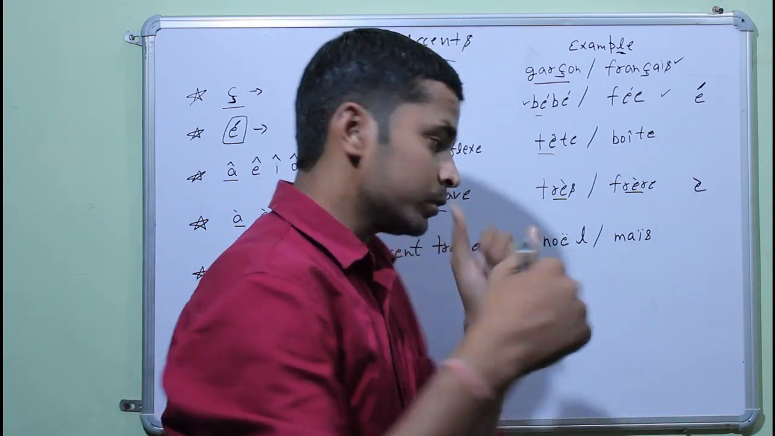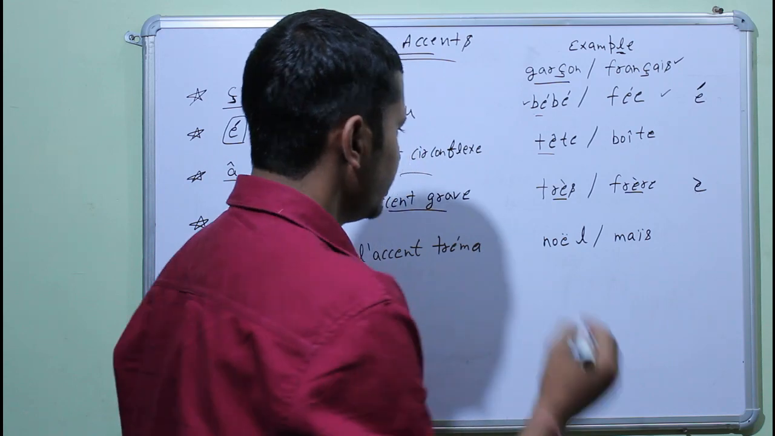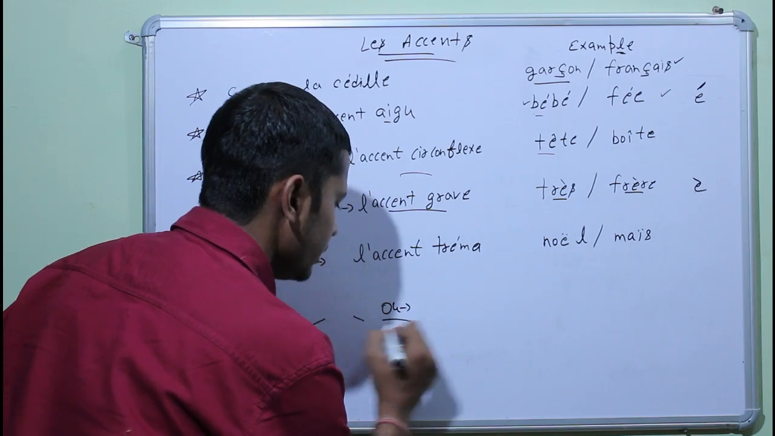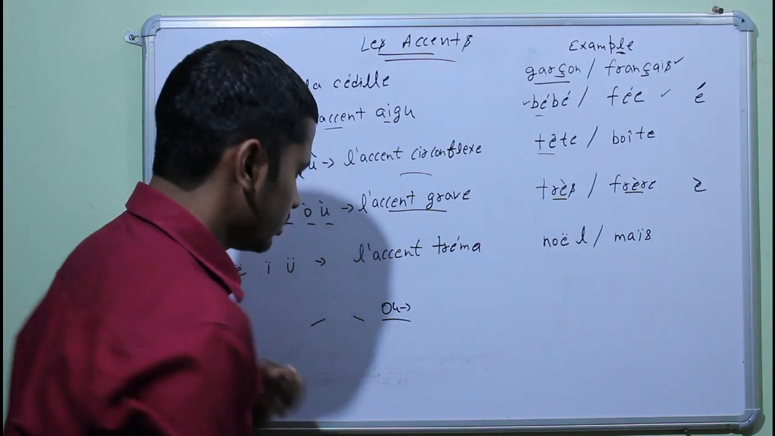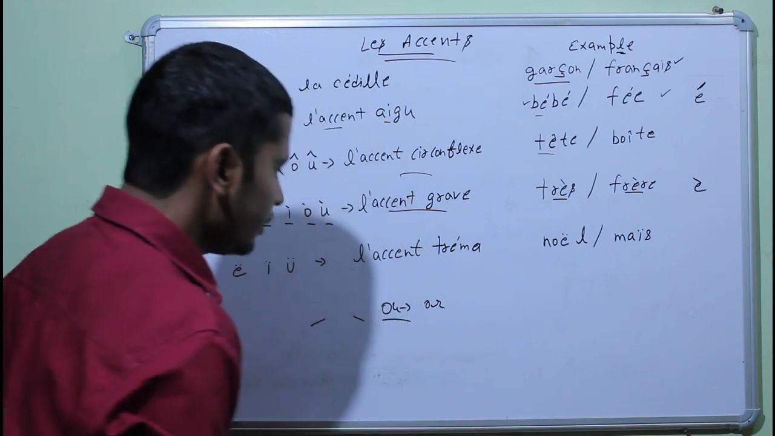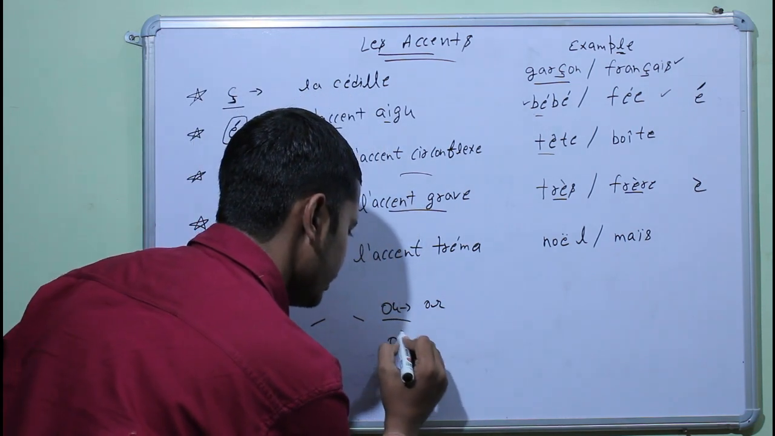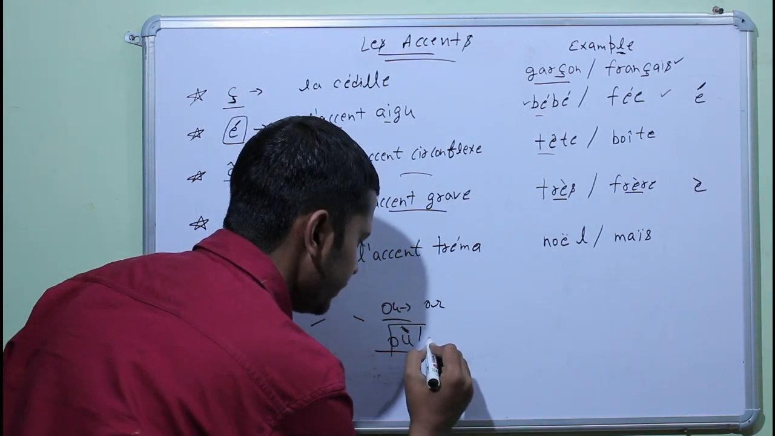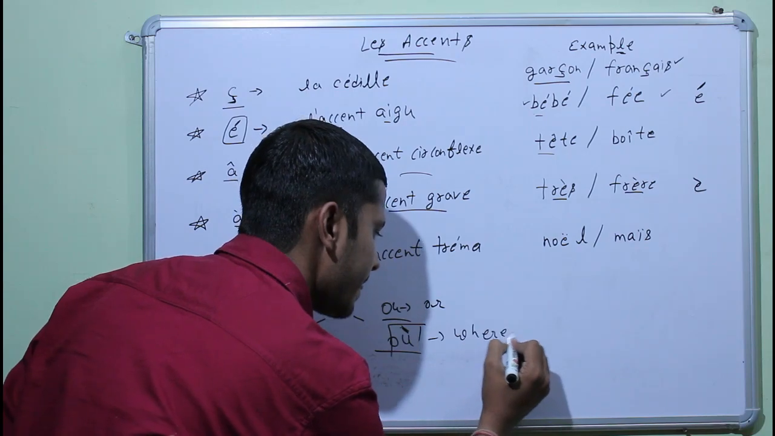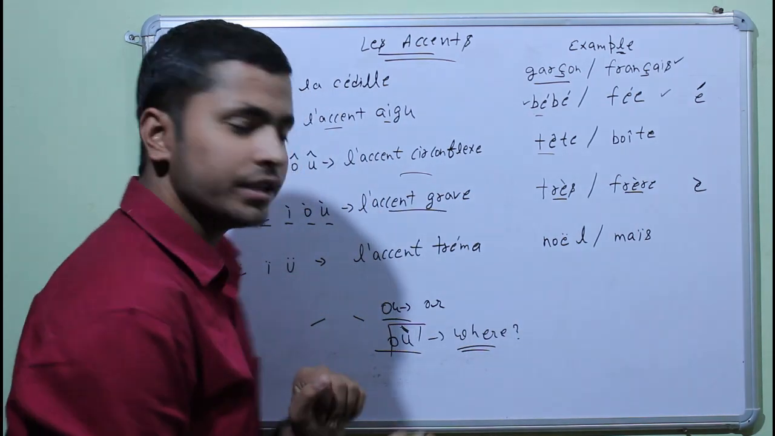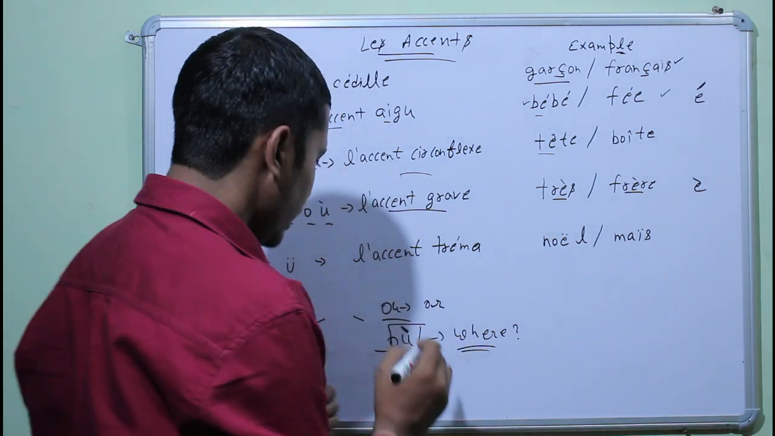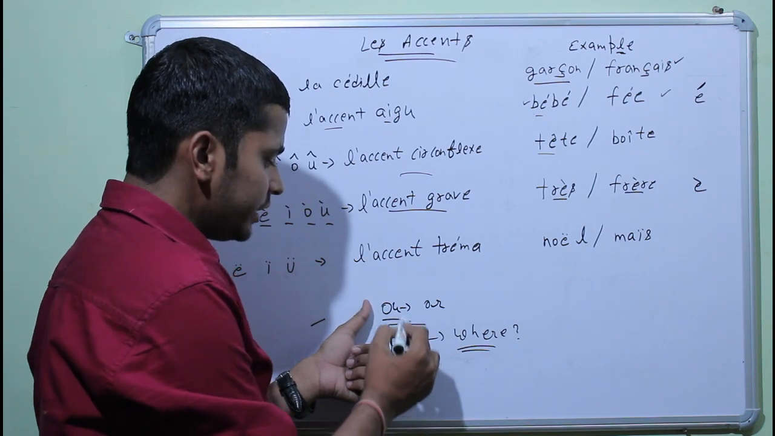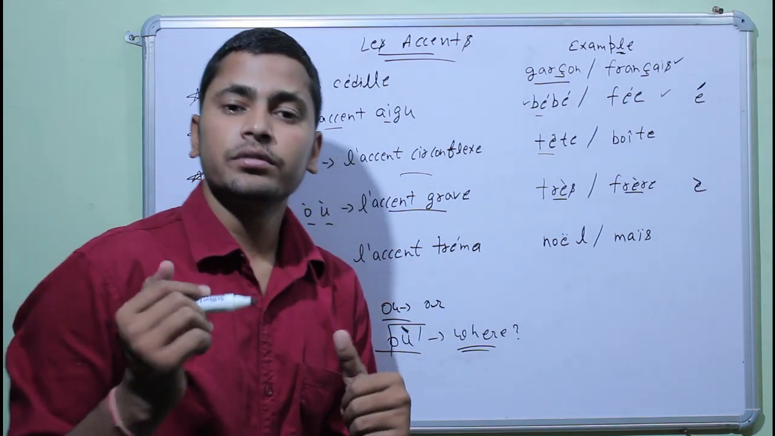There is one more word, so I'll tell you how the meaning changes with the accent. O, U, without an accent, means "or". When we use the accent like this, it becomes "where". You see how it changes when we use the accent and when we do not.